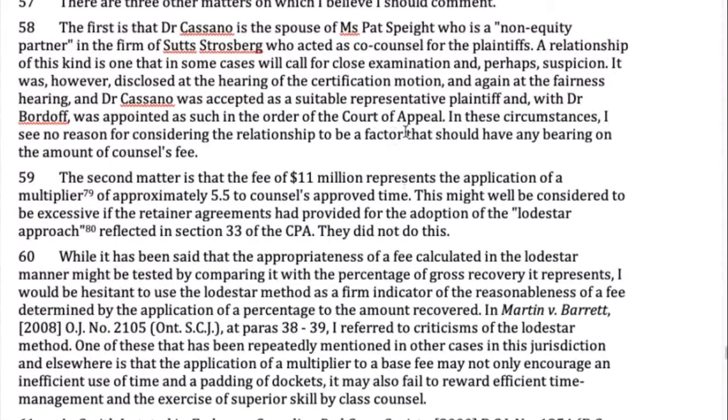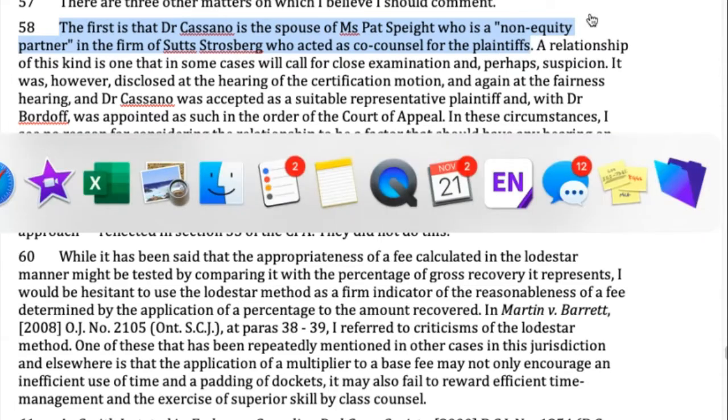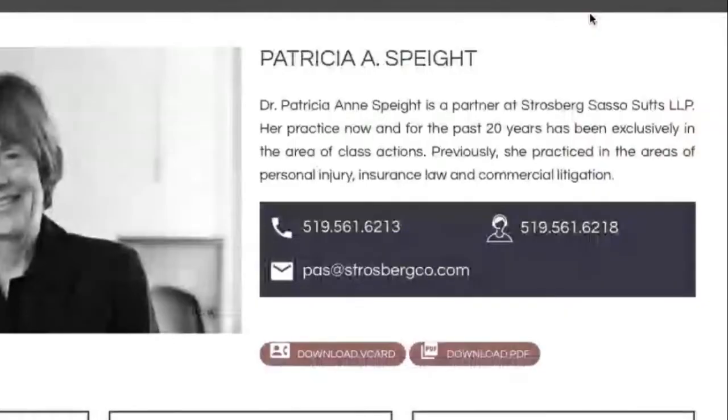So paragraph 58, Dr. Cassano is the spouse of Ms. Pat Spate, who is a non-equity partner in a firm of Sutz Strasbourg, who act as co-counsel for the plaintiffs. Okay, so Sutz Strasbourg is a firm right here in Windsor. It's one of the leading plaintiff side class action firms in Canada. And Dr. Cassano is her husband.